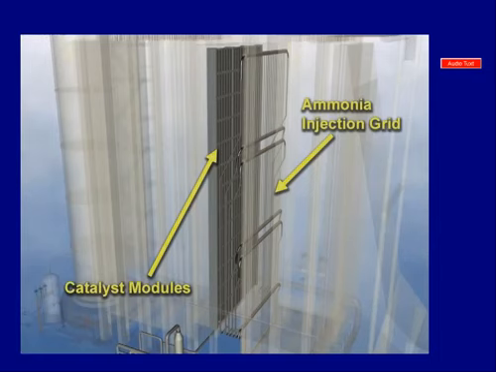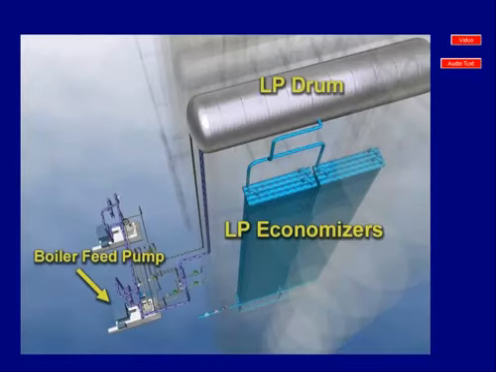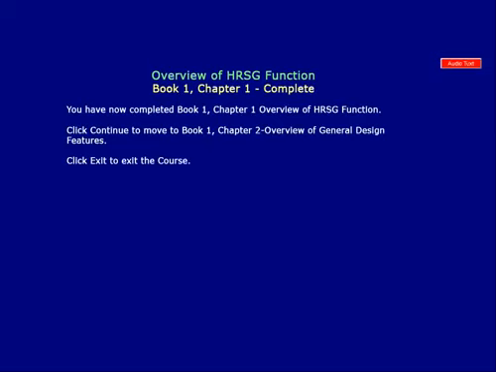Each HRSG includes a selective catalytic reduction, or SCR, system. The SCR system, which is located in HRSG boxes 3 and 4, is designed to reduce nitrogen oxide emissions from the HRSG stack. To review an animated video of the HRSG's design, click on the Video button. You have now completed Book 1, Chapter 1, Overview of HRSG Function. Click Continue to move to Book 1, Chapter 2, Overview of HRSG General Design Features. Click Exit to exit the course.